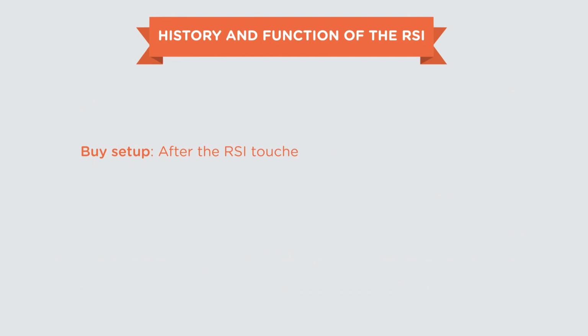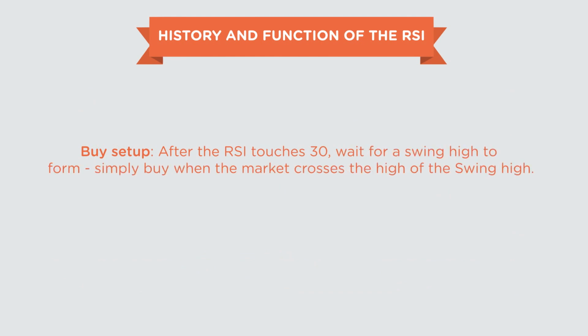Now here is the buy setup. After the RSI touches 30, wait for the swing high to form. Simply buy when the market crosses the high of the swing. Let's see a few examples.